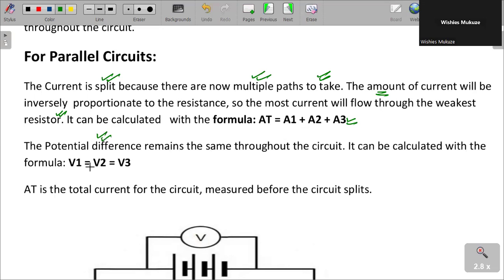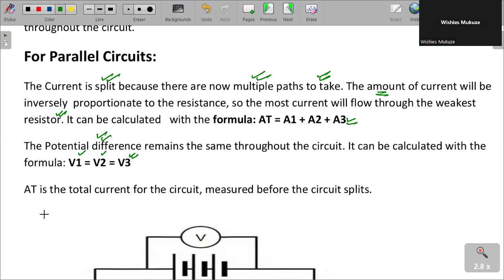The potential difference remains the same throughout the circuit. It can be calculated as V1 is equal to V2 is equal to V3. That is to say that the potential difference is equally the same, even if we are in the parallel circuit.